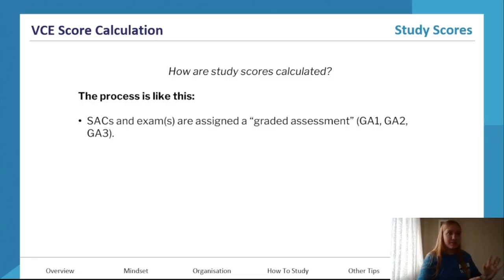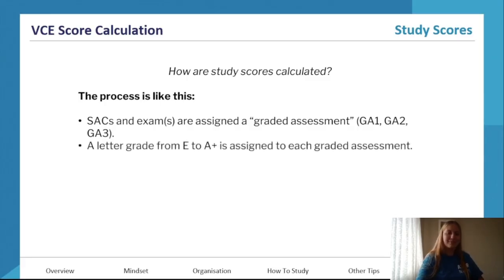For most subjects, your graded assessment 1, graded assessment 2, and your SACs add up to about 50% of your study score for the subject, and your graded assessment 3 will be 50% of your study score for that subject. But there are exceptions to this. This is not for all of our subjects.